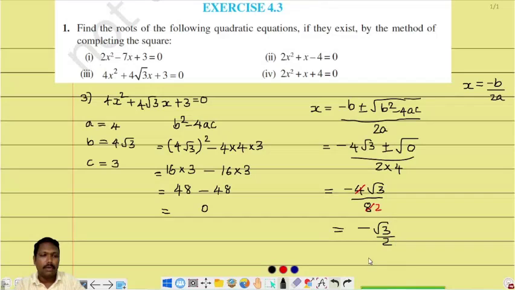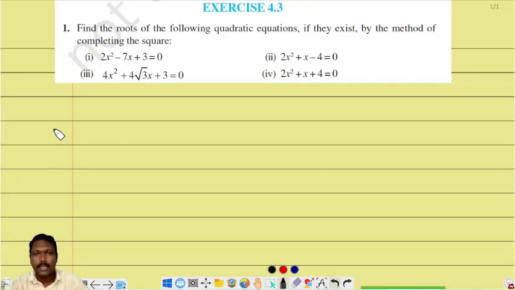That means both values of x are same. That is x is equal to minus root 3 by 2, or again x is equal to minus root 3 by 2. So the two values of x are same here, because b squared minus 4ac is 0. So minus root 3 divided by 2 is the answer. If you write x is equal to minus root 3 by 2, that's enough. Okay.